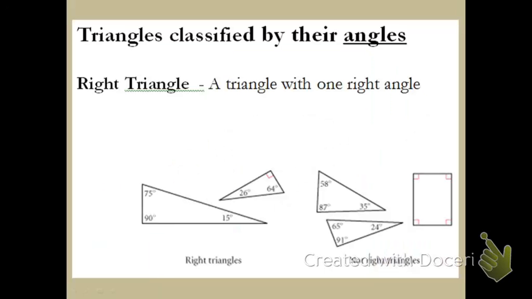Now, you can classify triangles two ways, either by their angles or their sides. And there's three ways to classify them in each category. So first, let's talk about classifying by angles. The first type of triangle, when you classify them by angles, is a right triangle. And that's a triangle with exactly one right angle. So it makes a lot of sense having the name right triangle. If it's not a triangle, or if there's not exactly one 90-degree angle, then it is not a right triangle.